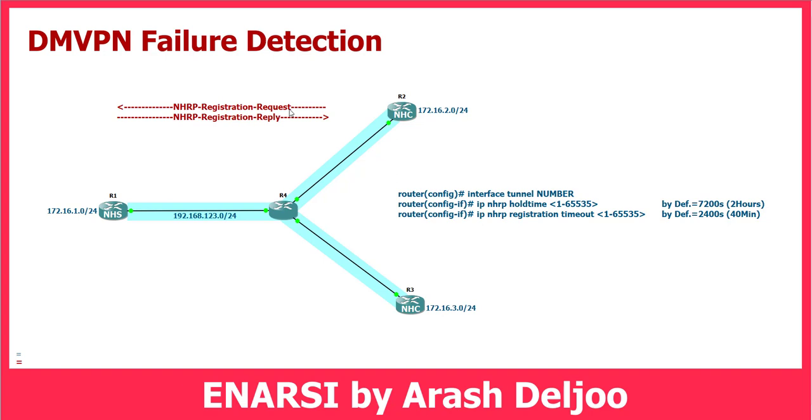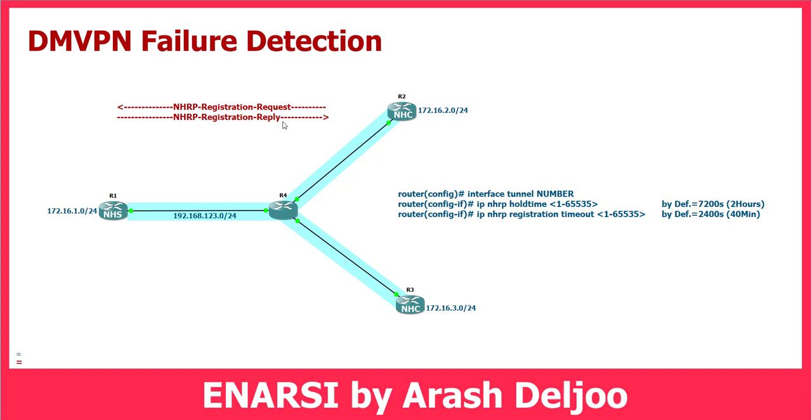Actually, in DMVPN, we are using NHRP for multiple features, multiple functions, and one of them is failure detection. Let me explain the mechanism of NHRP in DMVPN again. In this scenario, as you can see, we have router 1, router 2, and router 3, and I have configured Dynamic Multipoint VPN between R1, R2, and R3. Here we don't need to configure because we have learned about the configuration in the previous videos.